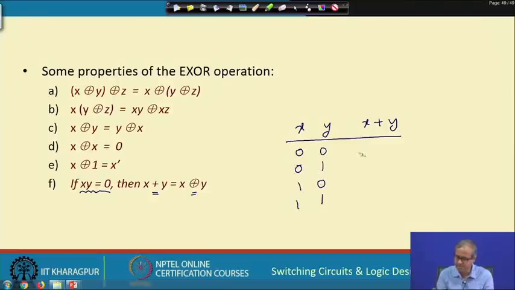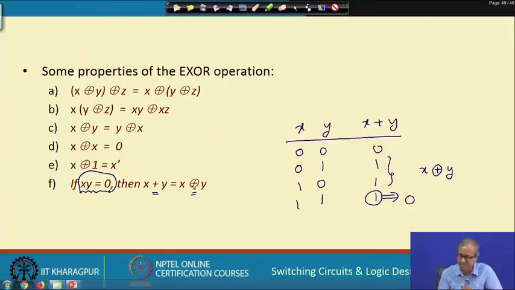This OR says truth table is this, but in addition I am saying that my x y equal to 0, this condition is true. So, x y 0 means what? The AND of x and y is 0. So, AND means what? x y is the AND. So, I am making this as 0. So, I am left with 0 and 1 0, which is nothing but x XOR y. So, they are same.